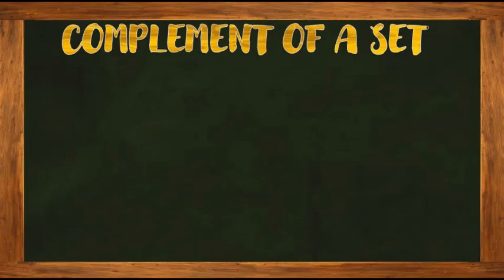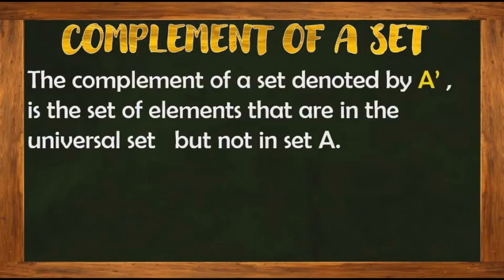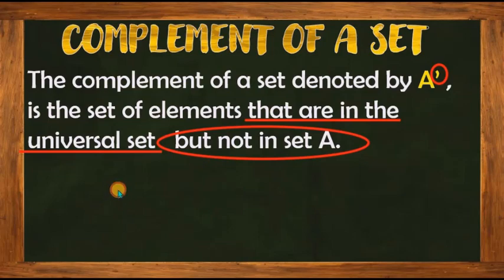Okay, so now let's proceed to the third operation on sets, which is the complement of a set. The complement of a set is denoted by an apostrophe. It looks like an apostrophe, if you can see the circled one. This is the symbol for the complement of a set. It is the set of all elements that are in the universal set but not in set A. So this time, the universal set is included. Let's have an example for you to understand.